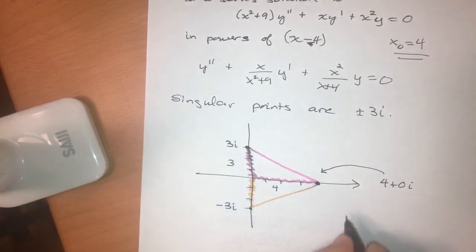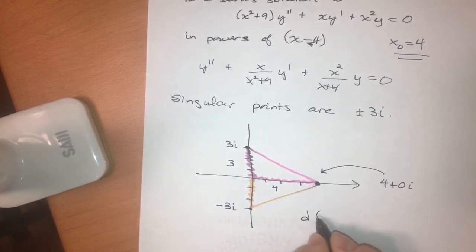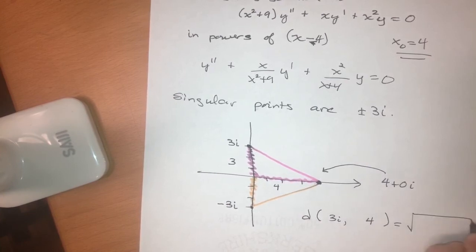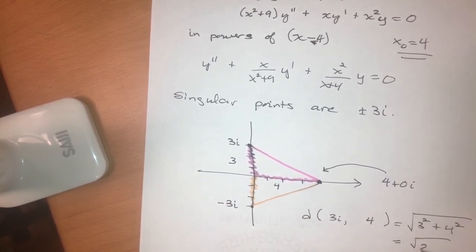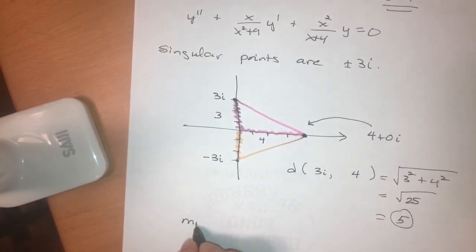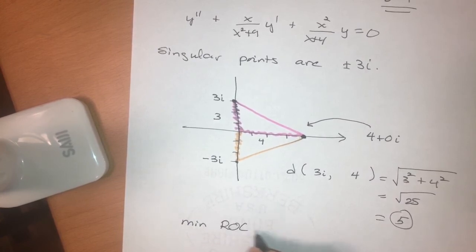So that means the pink distance here, the distance between 3i and 4, will be the square root of 3 squared plus 4 squared, which is better known as the square root of 25, which is better known as 5. So your minimum radius of convergence here will be 5.